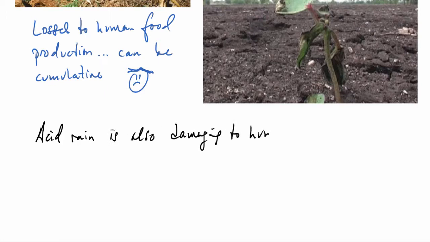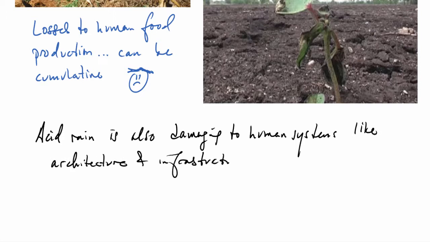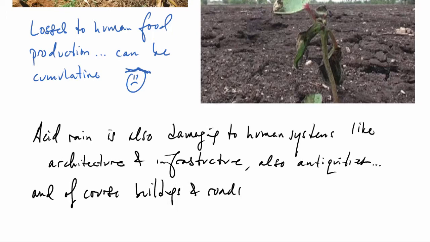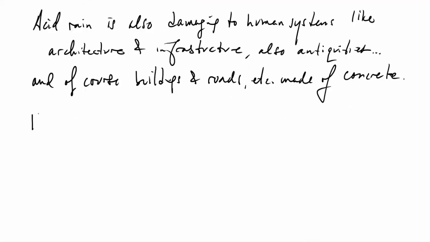So acid rain is also damaging to human systems like architecture and infrastructure. Of course, antiquities such as sculptures and ancient architecture are also damaged by these, particularly if they're made of limestone or marble. And of course, buildings and roads, etc., that are made of concrete are also at risk from acid rain. Fortunately, there is some hope, and not all is lost with acid rain.